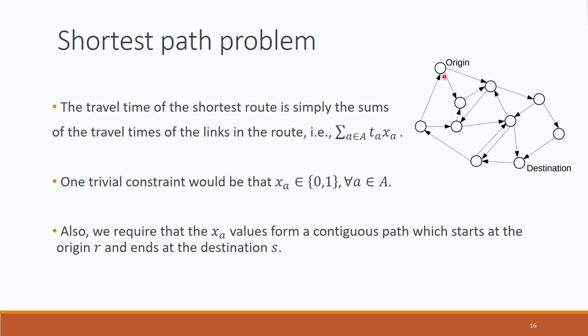For example, suppose this link has xa equal to 1, similarly this link has xa equal to 1, and this link has xa equal to 1. But these three together will not form a path that starts from the origin node and ends in the destination node, because there is no way you can connect this link with this link directly, because the links which connect them do not have xa equal to 1. So that is why we need a condition that the xa values that come out at the end of solving this optimization problem should be such that this final path in fact joins the origin node, is a continuous path, and ends in the destination node.